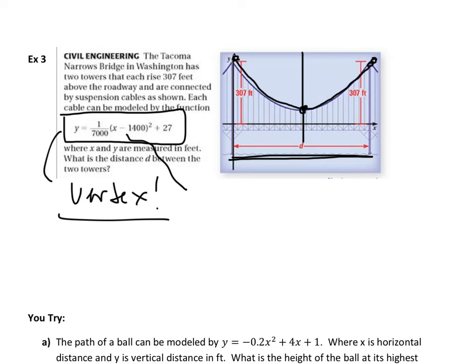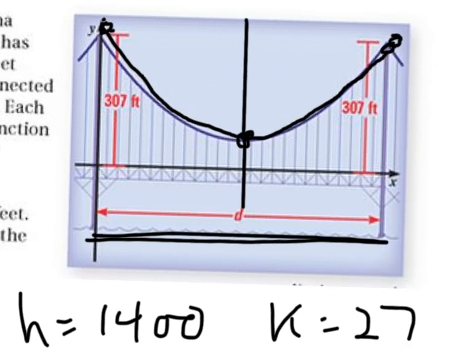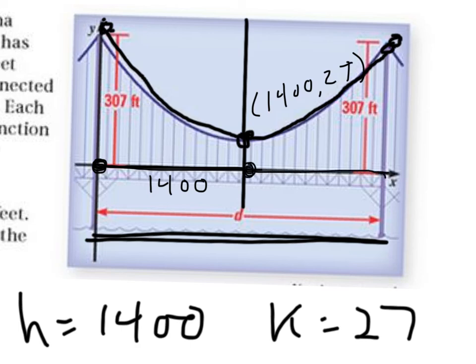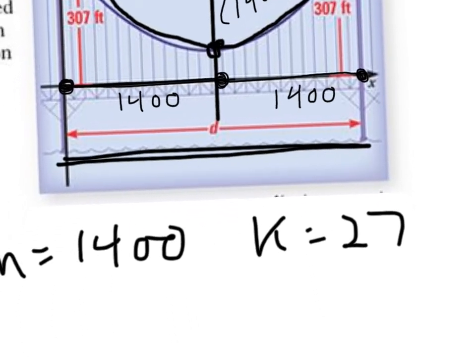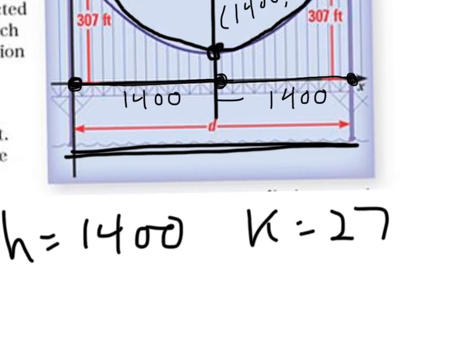The h value here is 1400, and the k value is 27. Now this, let me see if I can zoom in here a little bit. So really what we're looking at here is this coordinate is at 1400, 27. Now the x value then from here, from the origin here, is 1400. Now it stands to reason, if that's 1400, then the distance from the vertex over to this tower is also 1400, thereby answering the question. If I add 1400 and 1400, I get my total distance. That would be 2800. So if we add these together, we get our answer, 2800, and I think the units were in feet.